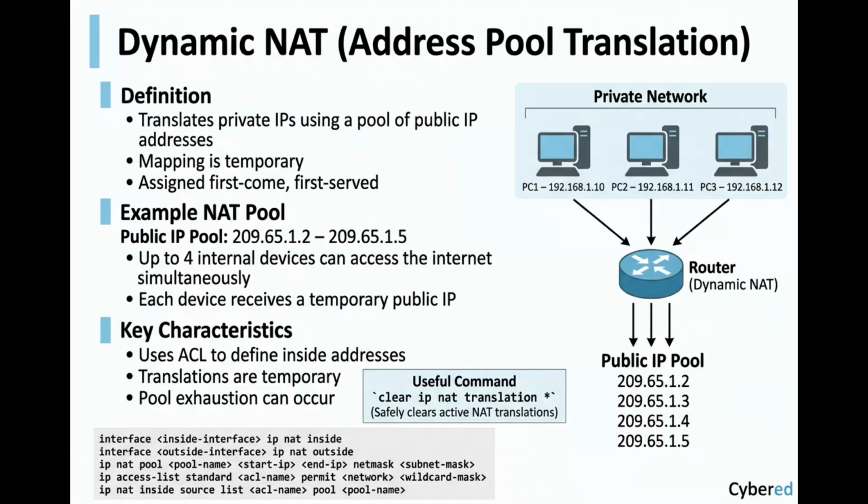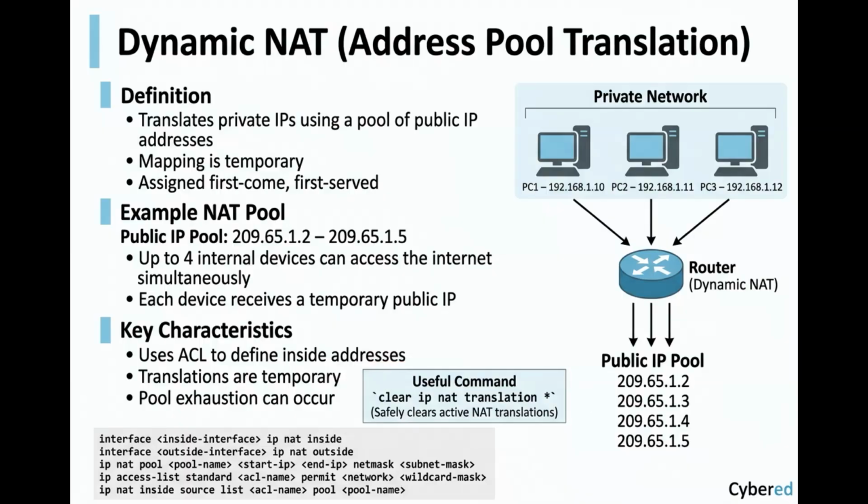Dynamic NAT translates private addresses using a pool of public IP addresses. How it works: a pool of public IPs is configured, inside devices are translated on a first come first served basis, and translation lasts only for the duration of the session. Here's an example pool. If 4 public IPs exist, only 4 internal devices can access the internet simultaneously. The key characteristics: uses ACL to define which inside addresses are translated, translation is temporary, and pool exhaustion can occur. A useful command: clear ip nat translation.